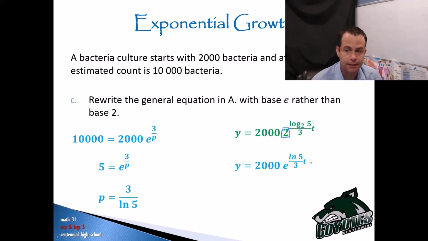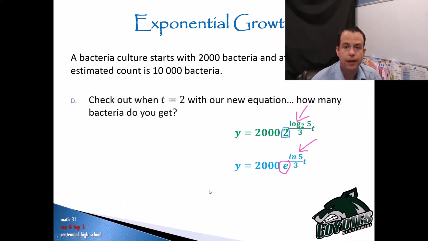3 times t. Okay, so again, I just want to reiterate, I know I've kind of given it away already, but when I referred to my rate as 2, this became my doubling time. When I refer to my rate as E, this becomes my period time. Now what I would like you to do is check to see if this actually works. Check it out when t equals 2 with our new equation.